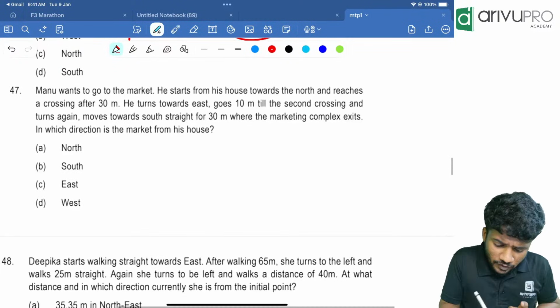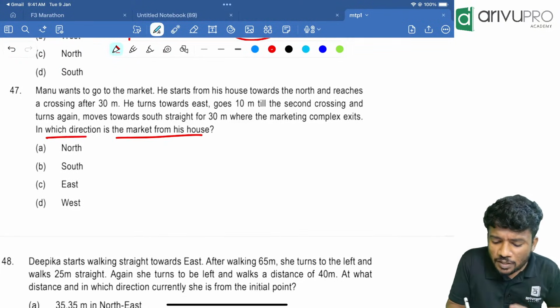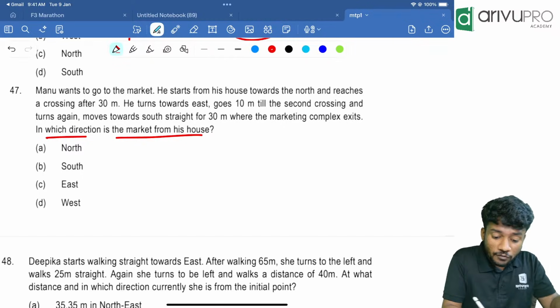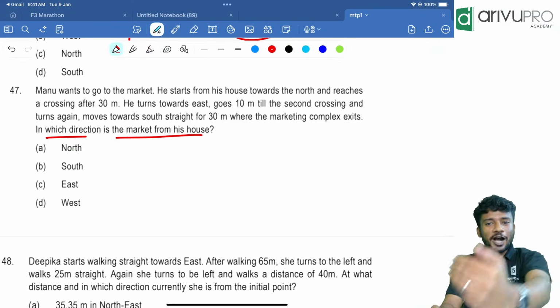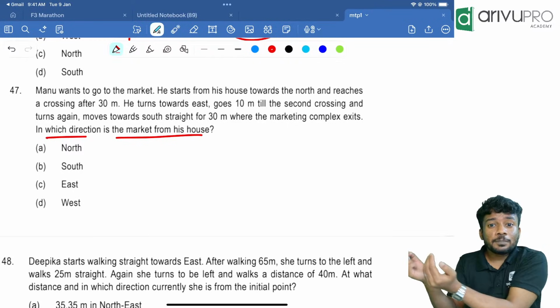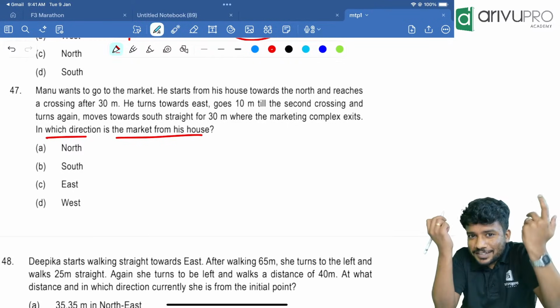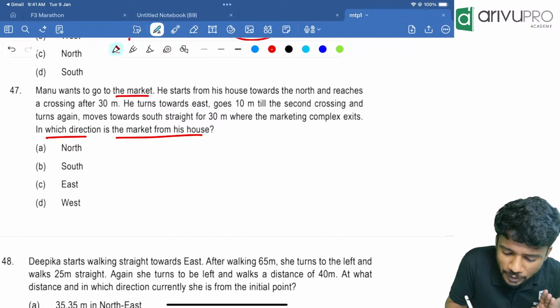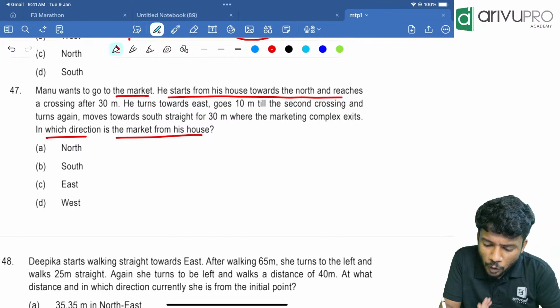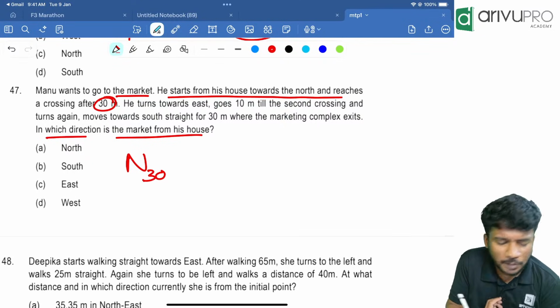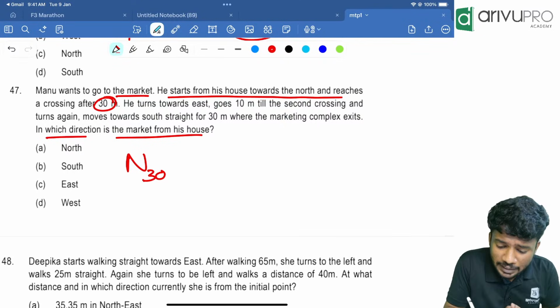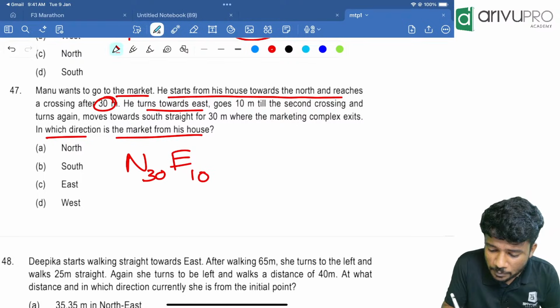Now we will read the last line. In which direction is the market from his house? His house is the initial point. Market is the final point. So with respect to the initial point, which direction is the final point is the question. Manu wants to go to a market. He starts from the house towards north direction and reaches a crossing after how many meters? 30 meters. He turns to east and goes 10 meters.